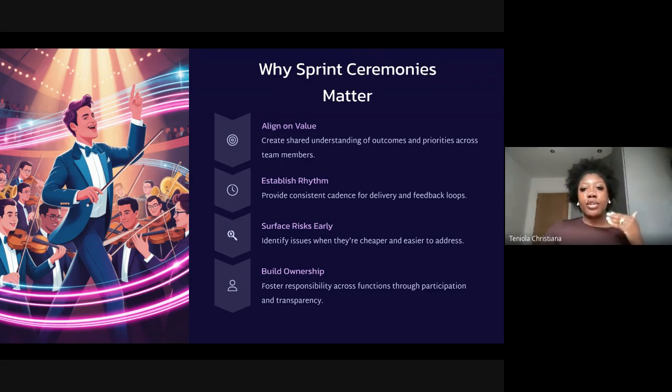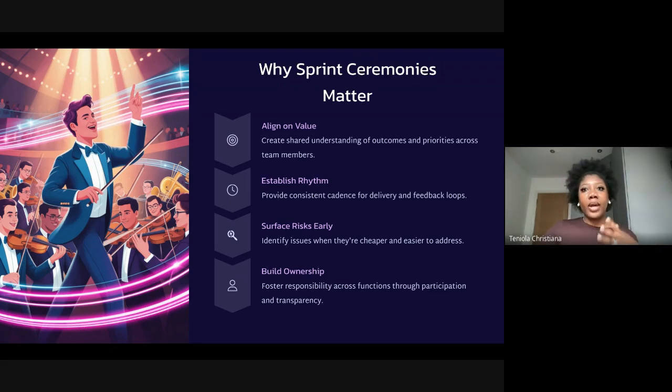You need to establish a rhythm, so have a consistent expectation and cadence for when you will talk about delivery of a specific feature and actually get feedback on that. Having feedback loops is very important, so that is why the sprint ceremonies matter. You're able to talk about risks early, identify them, and hopefully that won't slow down the momentum of the sprint and the entire team.